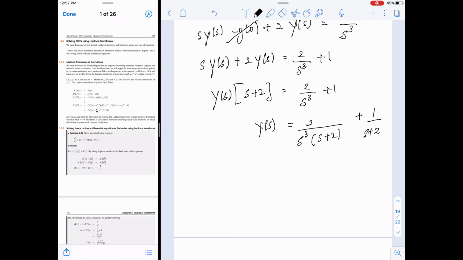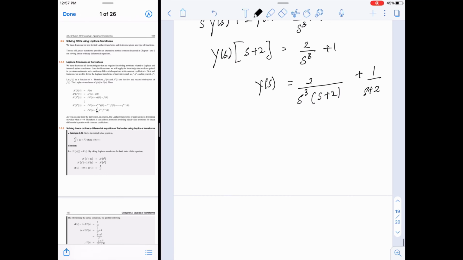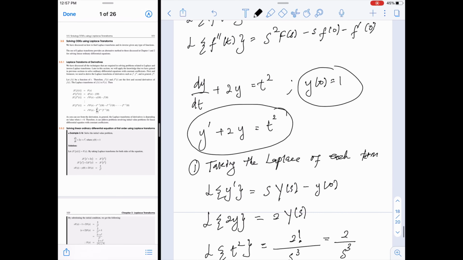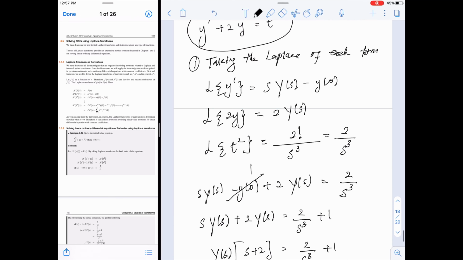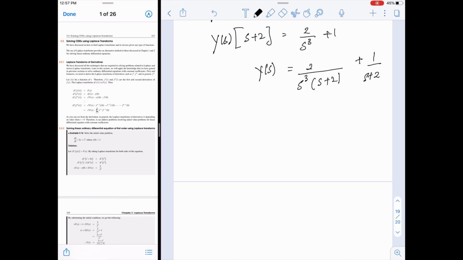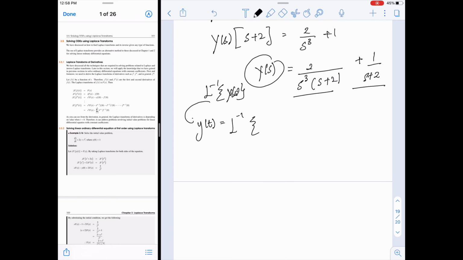You found Y(s). Now in order to solve the given equation, as I said previously, the meaning of solve is that you need to find y(t). So how do we find y(t) from Y(s)? You have learned previously that from s to get t, you need to take the inverse. When you inverse this one, you will get y(t).